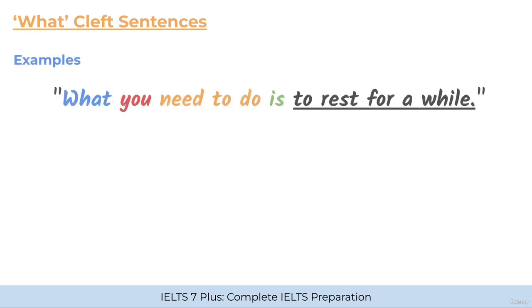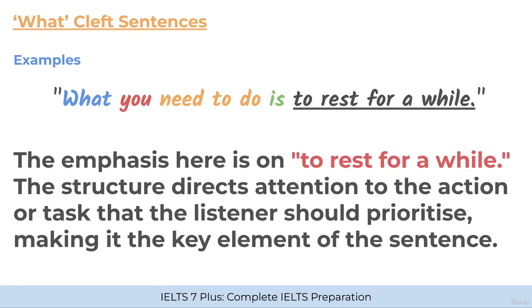What you need to do is to rest for a while. So again, what is the emphasis? This is quite straightforward. This one, it's at the end. And the whole focus is on to rest for a while. So it draws attention to the action or task that the listener should prioritize, making it the key element of the sentence. So "what you need to do is" cannot stand alone. And you're almost building up to the big reveal at the end of the emphasis.